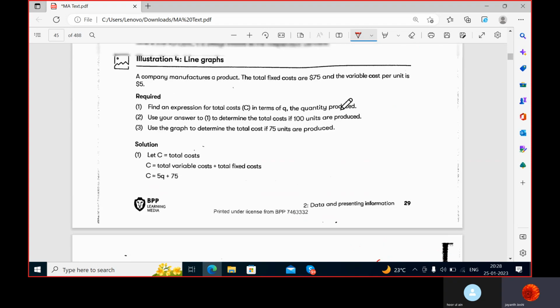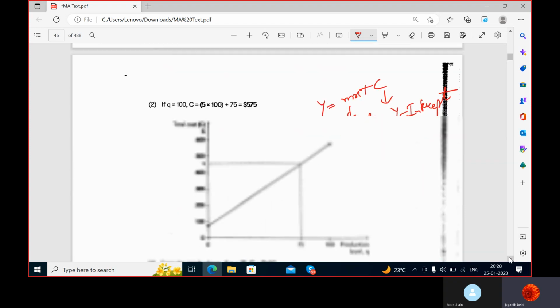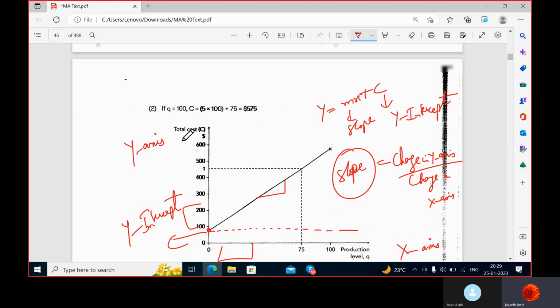There is a question here. A company manufactures a product. The total fixed cost is $75 and the variable cost per unit is $5. So fixed cost is 75. You should understand that 75, this is the cost here. And this is 75. So here it is always fixed, correct? And your total cost is nothing but a combination of fixed cost and variable cost.